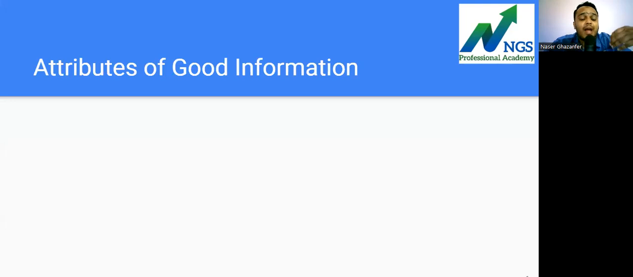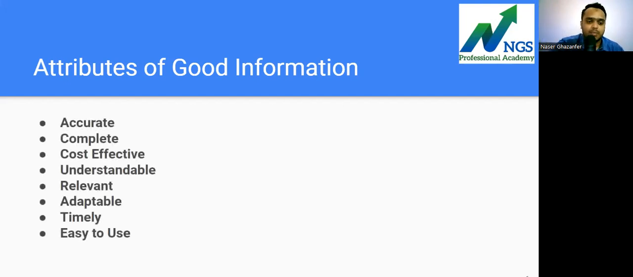Now, we have attributes of good information. This particular chapter is a bit lengthy, a lot of explanation and understanding is required, so I would recommend you guys to be here till the end of the session so that you have a proper understanding of it. Now, attributes of good information. It is actually the acronym ACCURATE: accurate, complete, cost-effective, understandable, relevant, adaptable, timely, and easy to use.